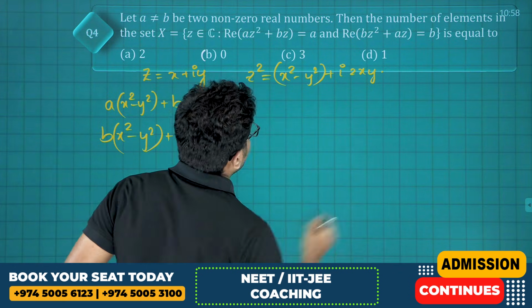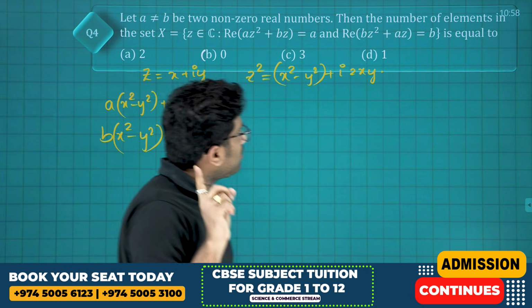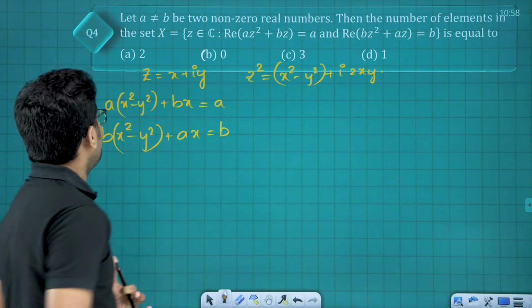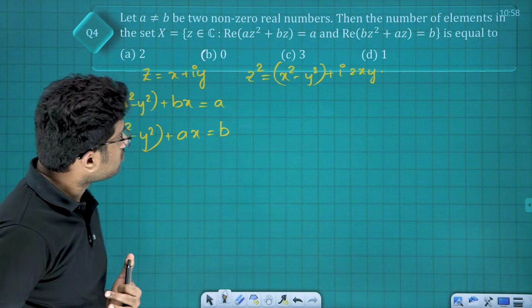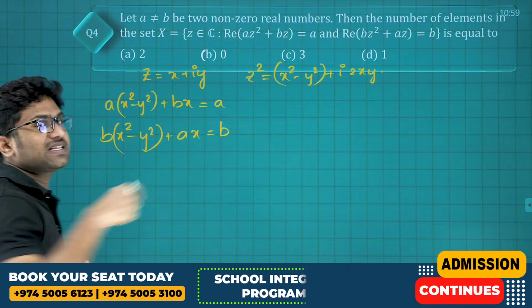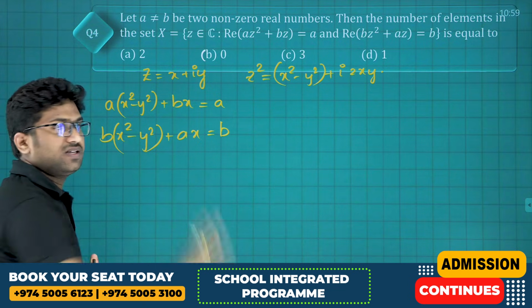Now what they are asking: let a not equal to b, both non-zero real numbers, the number of elements in the set. How many elements are in set X? That means we need the number of (x, y) values, the number of complex numbers z, which satisfy this equation.